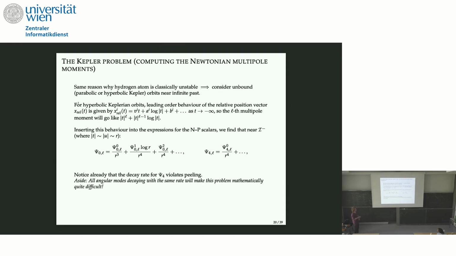So maybe a final aside here, it's noteworthy that all angular modes decay with exactly the same rate. Typically in multipole expansions, you expect that higher multipoles decay faster. This is not the case here, simply because the system itself grows linearly. And this makes this problem actually mathematically quite difficult. Okay, but this is all I want to say about the generation problem.